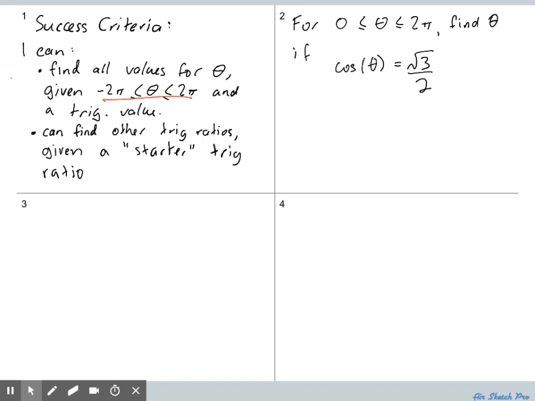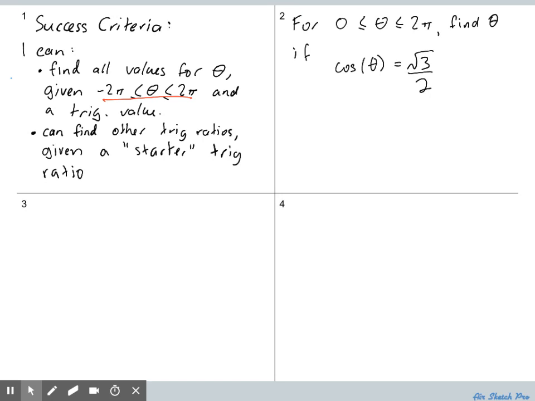But just remember, those exact trig ratios will not be given to you in the exam, so you have to know them. The bonus is if you know them in the first quadrant, you should be able to work out exact trig ratios in all the other quadrants as well. Okay, so you can refer back to your notes if you need to.